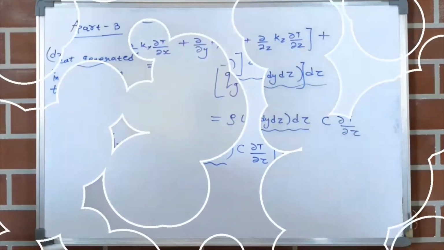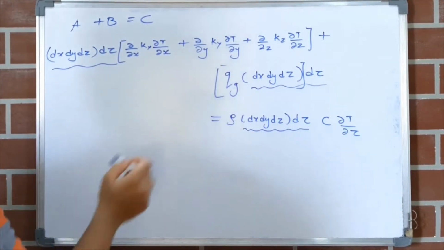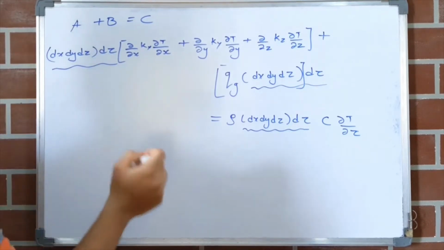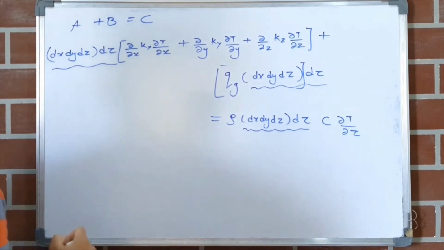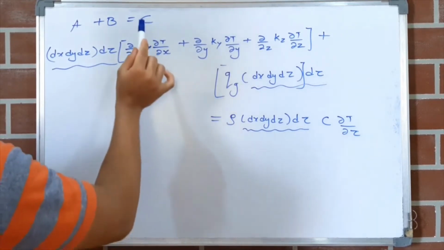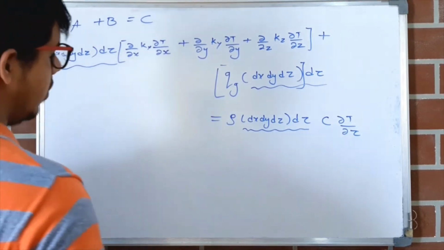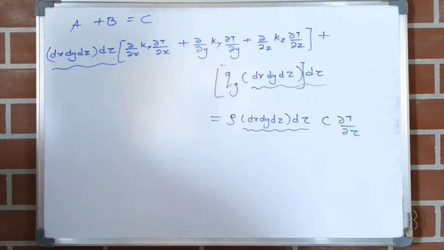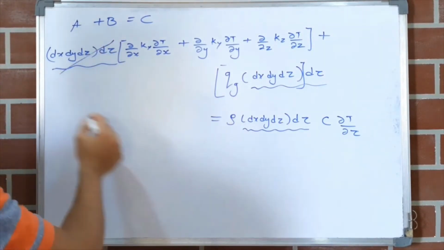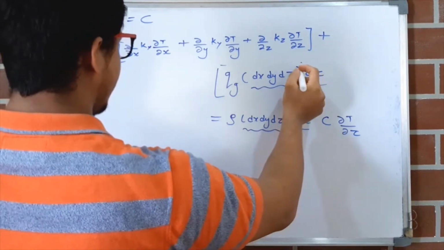So you can see here A plus B equals C. A is the net heat input in all directions in time interval d tau, B is the net heat generated in the element in time interval d tau, and C is the change in internal energy in time interval d tau. So you can see d tau on both sides, so this whole term will be cancelled.